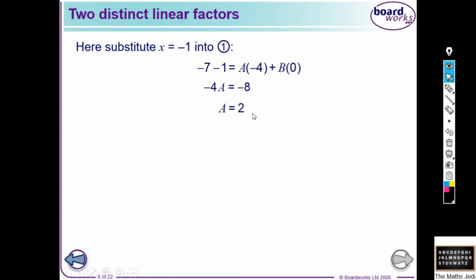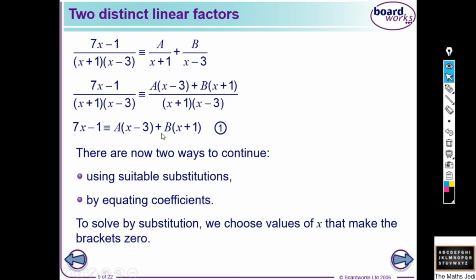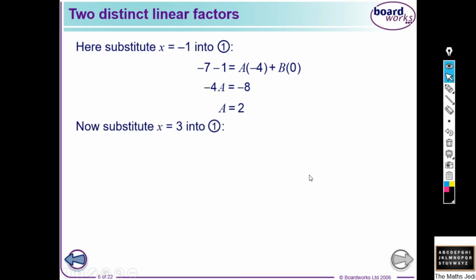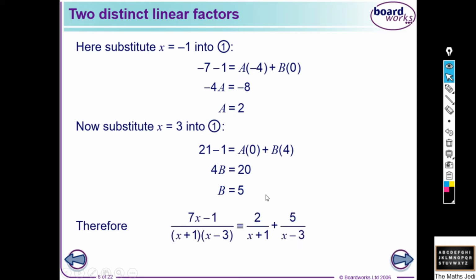A is 2. If we go back a step, it would make sense now to use the value x equals 3, so we can do the same thing, but this time eliminate the value of a. And this gives us the value b equals 5. This then gives us the answer, 2 over x plus 1 plus 5 over x minus 3. It's very easy to do it.